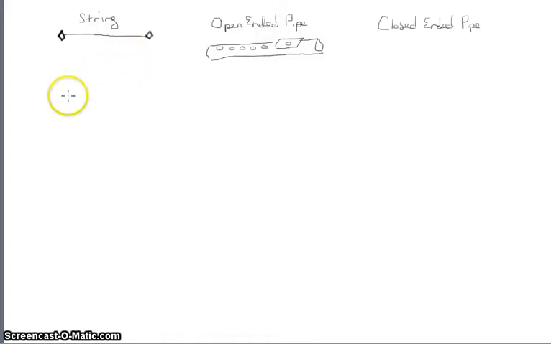In this video, we're going to look at the wave patterns that occur. For the entire video, for each object, the string, the open-ended pipe, and the closed-ended pipe, we're going to say that the length of whatever object we're looking at is always going to remain constant. The symbol we're going to use for it is L.